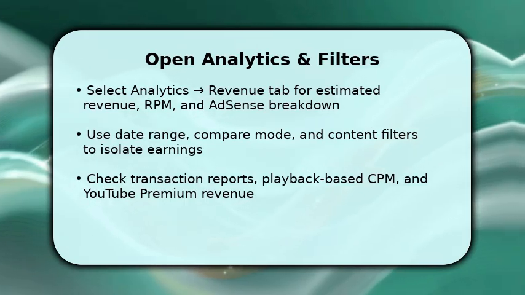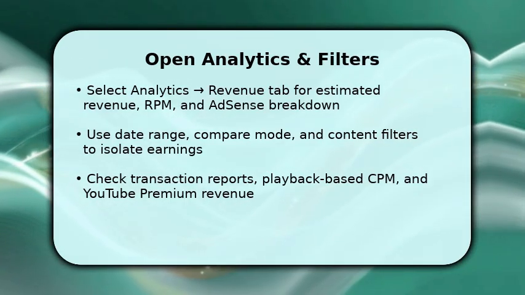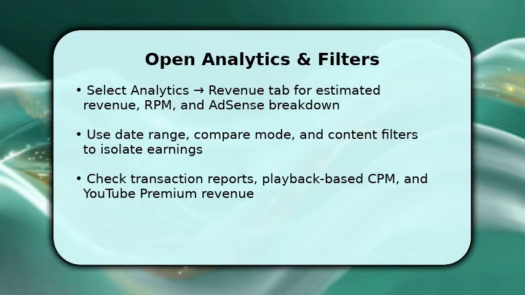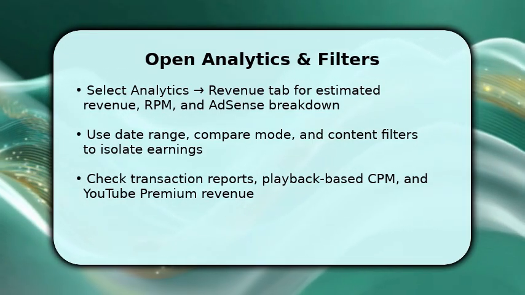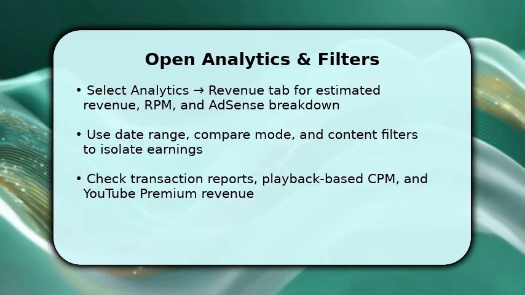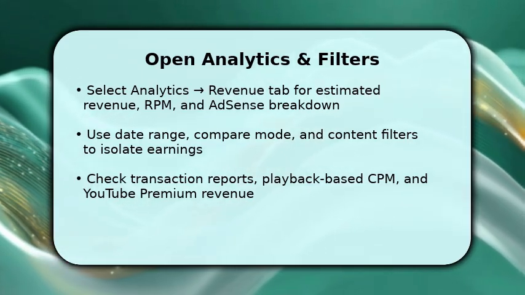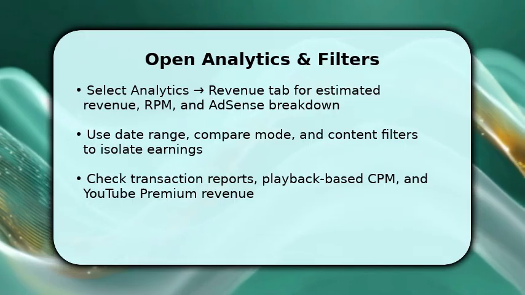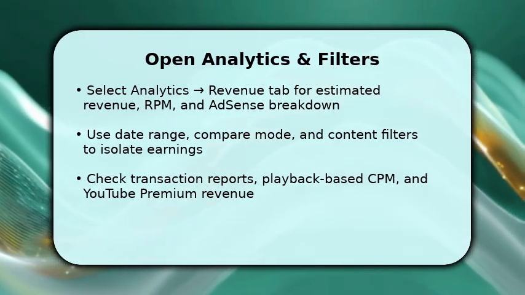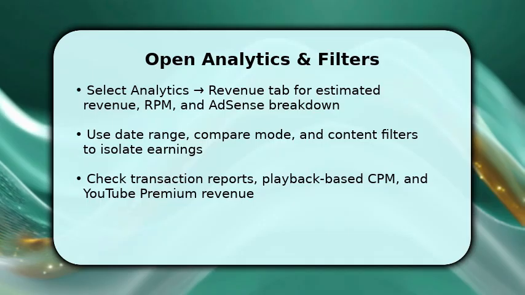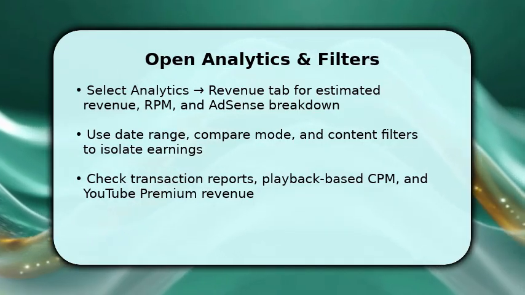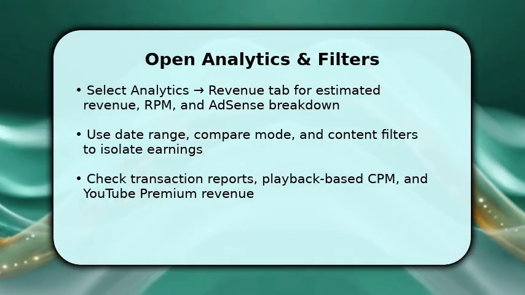Next, set a date range, last 28 days, month to date, or custom, so you see the period you care about. Then use comparative view growth versus previous periods and apply content or geography filters to isolate which videos drive money. Scroll to the revenue source card to split ad income, YouTube Premium, and transactions. Export CSV if you need a spreadsheet for deeper analysis.